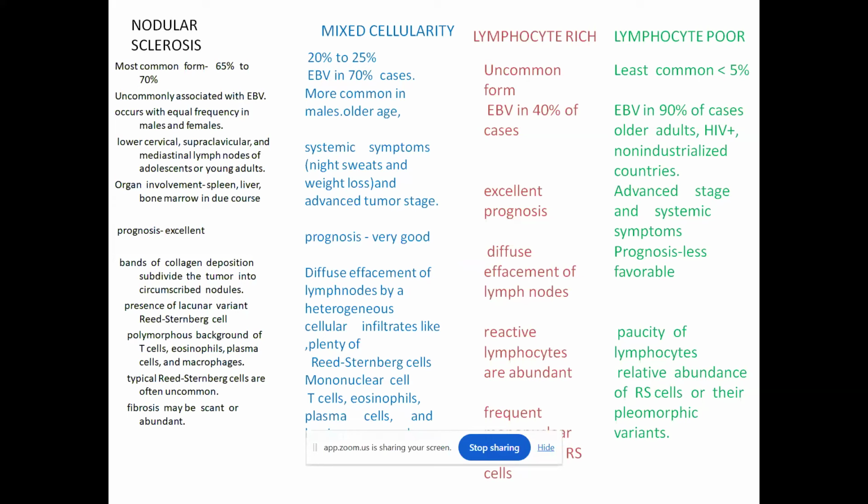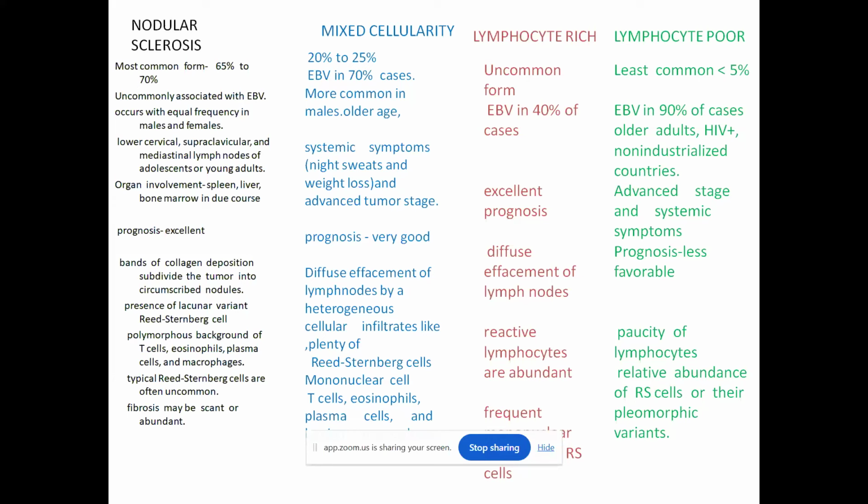Coming to the lymphocyte rich, this is not a common form, and EBV is associated in 40%. Prognosis is good, and here we can see so many reactive lymphocytes. And coming to the lymphocyte poor type, it is a very uncommon type, but EBV infection is 90% associated. Older patients are affected, and HIV is commonly associated with this type.